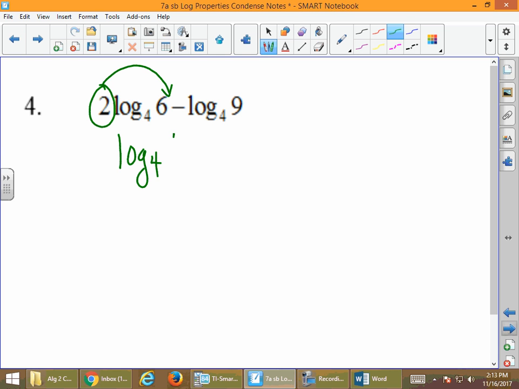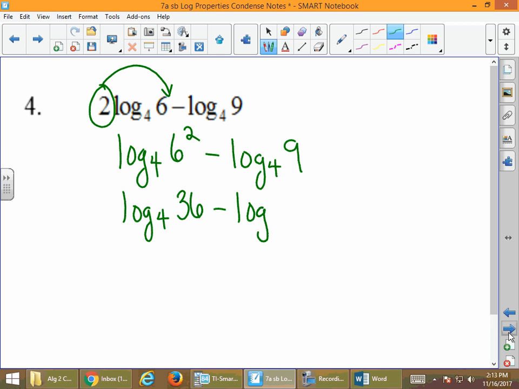Don't forget, we have like bases. So it's going to be log base 4 of 6 squared minus log base 4 of 9. By the way, some of you said, I'm not going to write 6 squared. What's 6 squared equal? Well, it equals 36. So you may have skipped that first step there and just gone to 36, and that's fine.